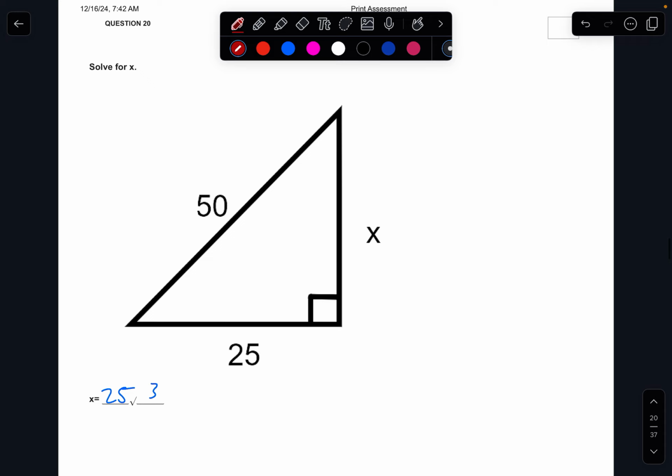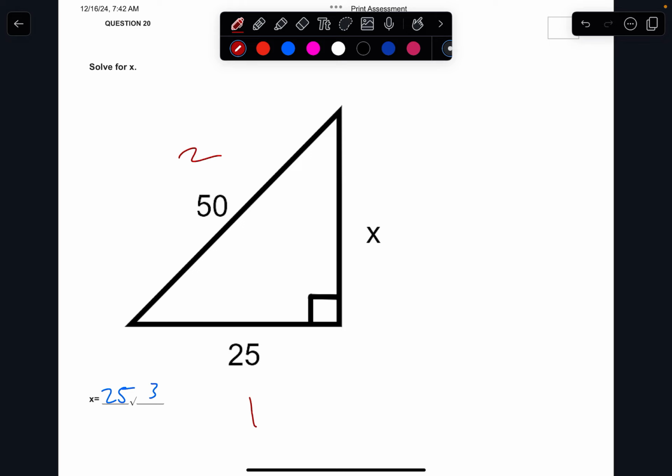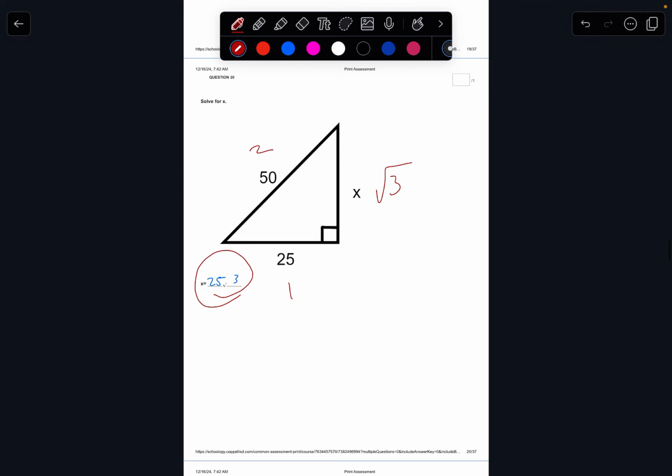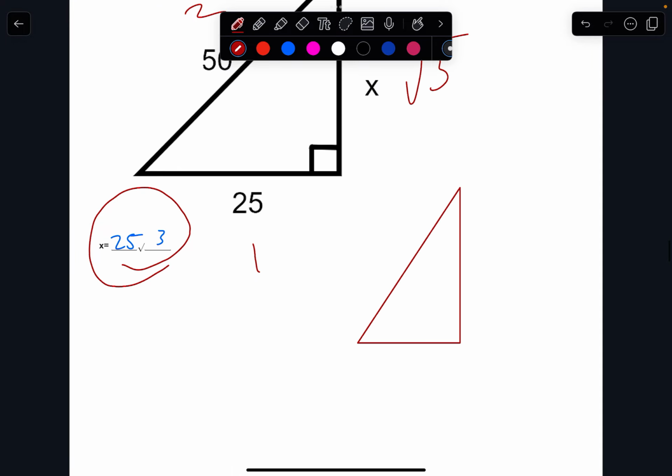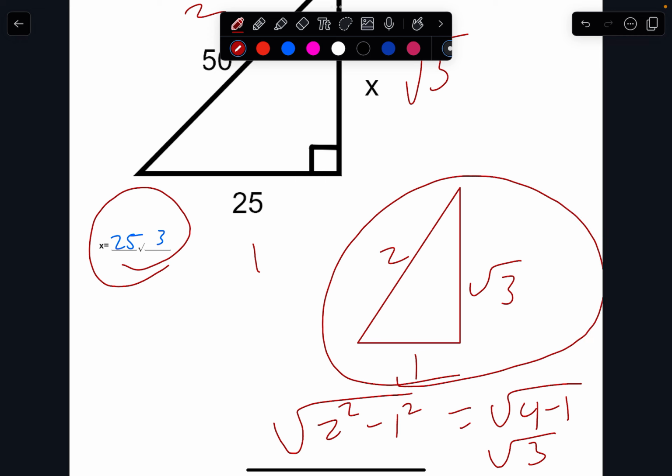So we have two sides. I recognize this pattern. That's a 2 to 1 pattern. That means this is going to be root 3. This is a 30, 60, 90 all day. That's going to be 25 root 3. If you don't like that, could you redraw a smaller version of the triangle, reduced by a factor of 25? 50 divided by 25, 25 divided by 25. This would be 2 squared minus 1 squared, which is 4 minus 1, which is root 3. Boom, boom, boom. Told you.